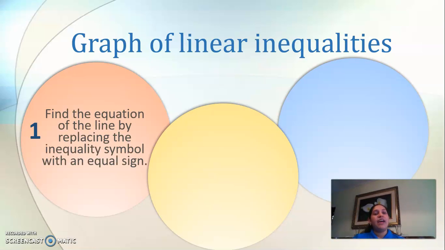Number 1 says, find the equation of the line and replace the inequality symbol with an equal sign. What we're going to do is, when we find the inequality, we're going to replace that inequality symbol by an equal sign so we can work with it and find the values we need in order to graph.